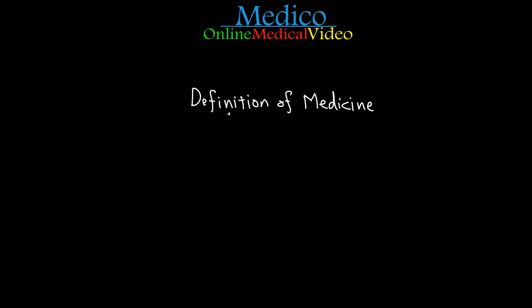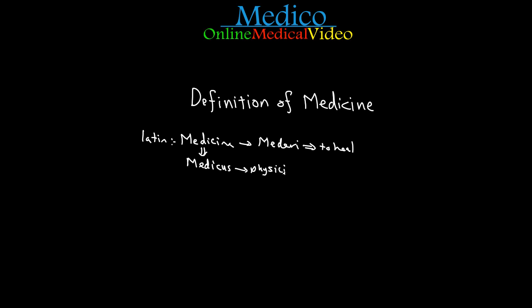In this video, I want to talk about the definition of medicine. Now, medicine is an English word that derived from Latin. The Latin word is medicina, meaning art of healing or ways of healing, and itself derived from the verb root mediri, which in Latin means to heal. Medicina also gave rise to another word called medicus, meaning physician or a doctor. So this is where the word medicine came from.